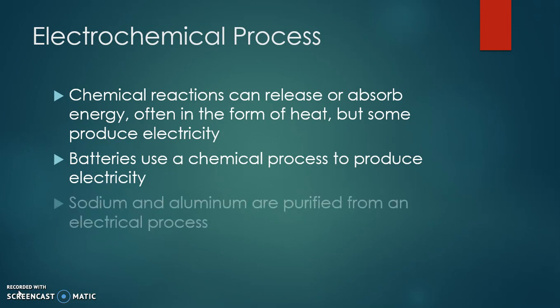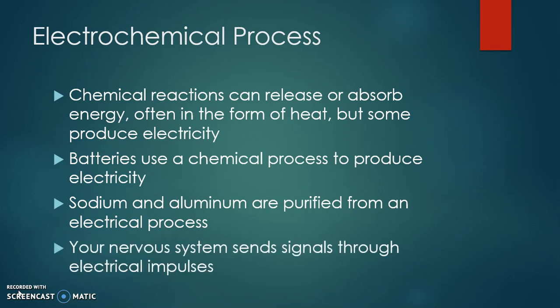We also can use the electrochemical process to purify elements. Sodium and aluminum are only found in compounds, so in order to get them purified, we run electricity through them to then run that reaction in reverse to isolate those elements. And your nervous system also uses electrochemical processes to send signals. That way, when you get pinched, you feel that pain as it goes from your arm up to your brain, telling your brain, ouch, that hurts.